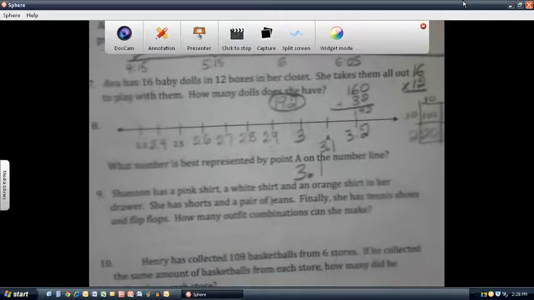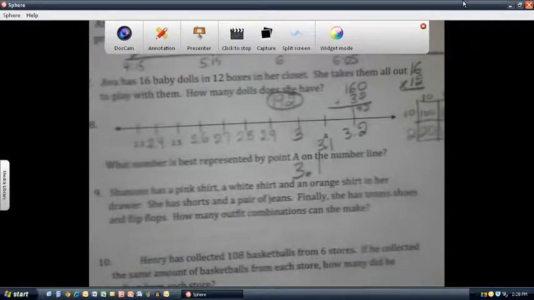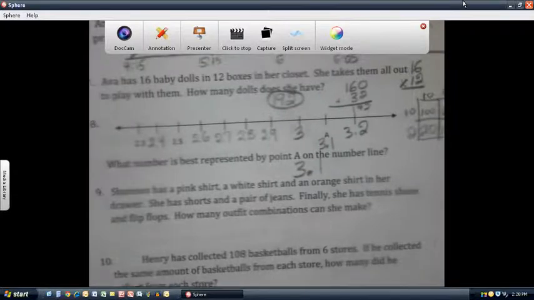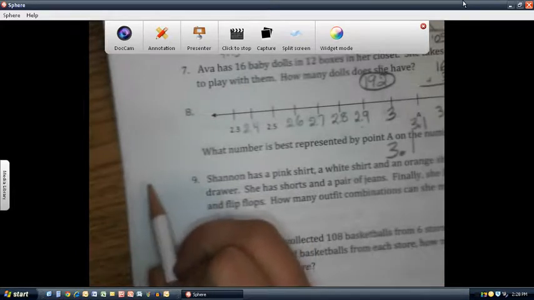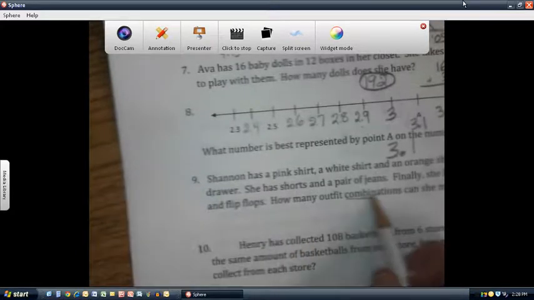Number 9, Shannon has a pink skirt, a white shirt, and an orange shirt in her drawer. She has shorts and a pair of jeans. Finally, she has tennis shoes and flip-flops. How many outfit combinations can she make? I'm going to make a tree diagram for this one to find out how many combinations.